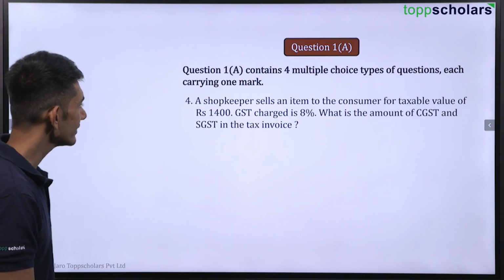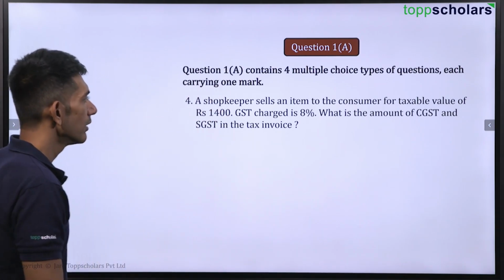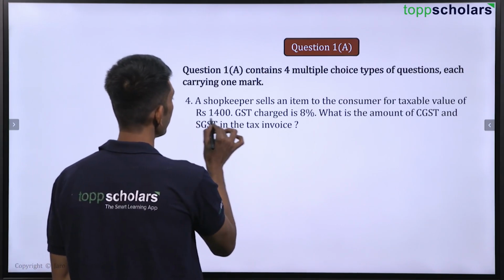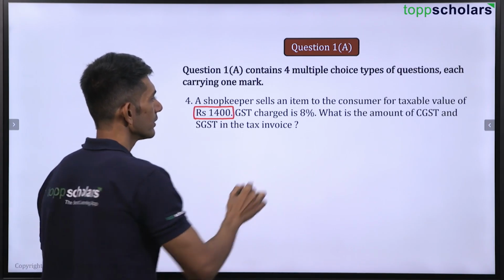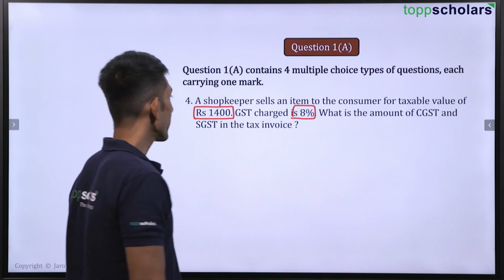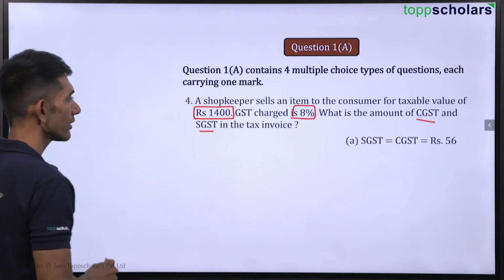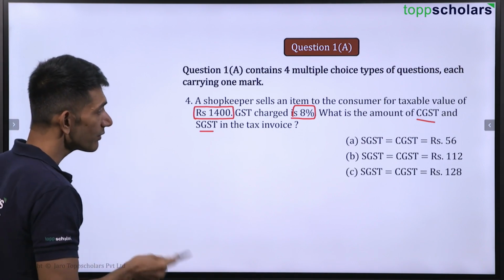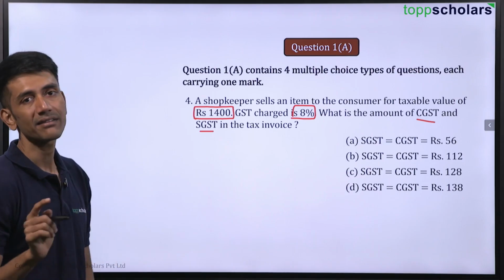Interesting question. The question says, a shopkeeper sells an item to the customer for a taxable value of rupees 1400. So the taxable value is given. The rate of GST is 8%. What is the amount of CGST and SGST in the tax invoice? We are supposed to find out the amount of CGST and SGST in the tax invoice.